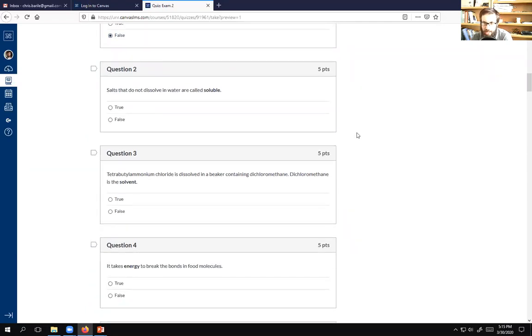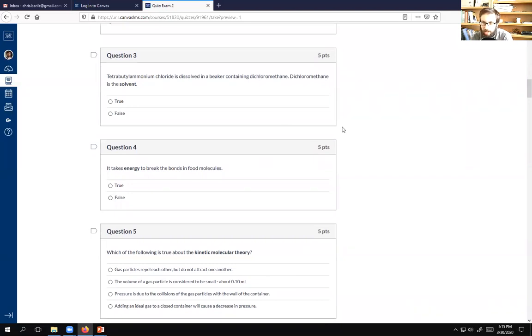Number two, salts that do not dissolve in water are called soluble. No, that's false. That's exactly what something that's soluble is called. It doesn't necessarily have to be a salt. It could be any solute, right? But if it dissolves in a solvent, could be water, could be something else, it is soluble.